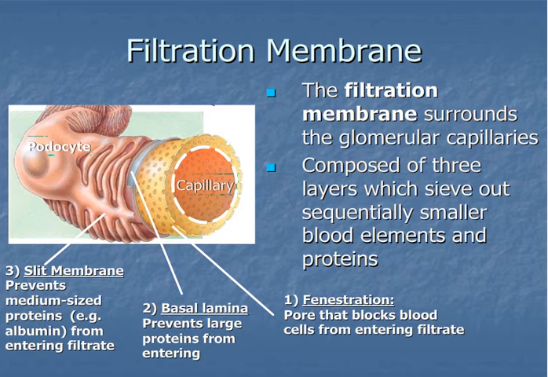And finally, on the outside, we have some cells called podocytes, or literally foot cells, that have interdigitating feet that basically form something called the slit membrane. And the slit membrane even prevents medium-sized proteins, for example, albumin, from entering the filtrate. And so what we have is a very fine filter that's made up of three different layers.